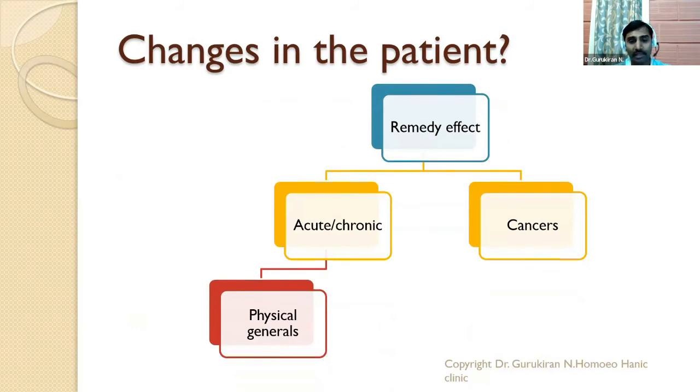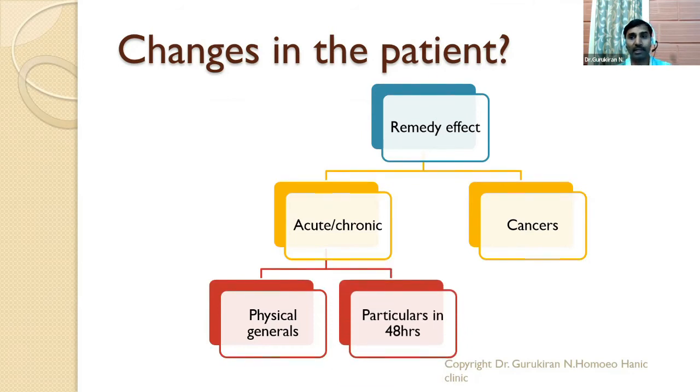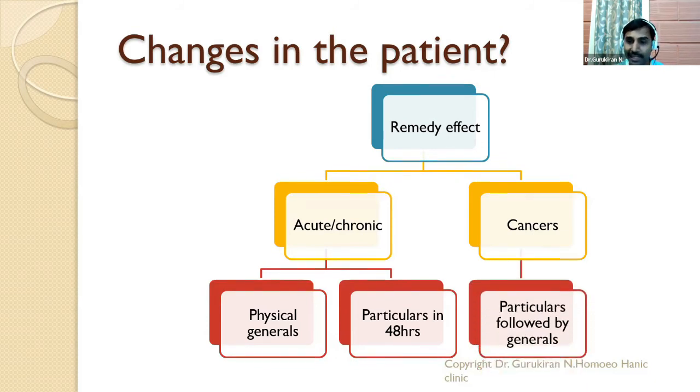First, as we all know, in acute or chronic conditions, physical generals should improve first, should get better first. Then the particulars, especially in acute diseases, should get better within 48 hours after the prescription of the right remedy. In cancer cases, particulars should get better first, followed by physical generals.